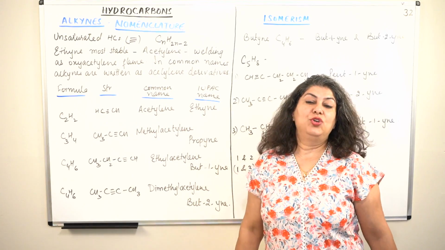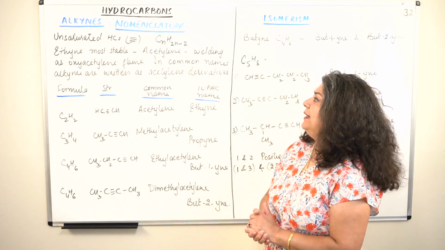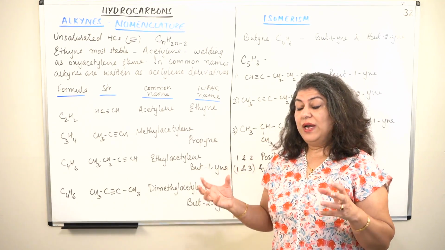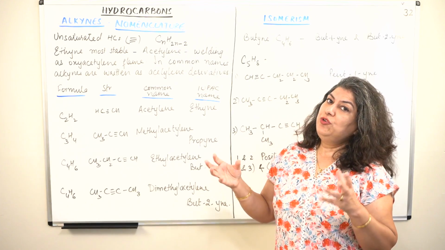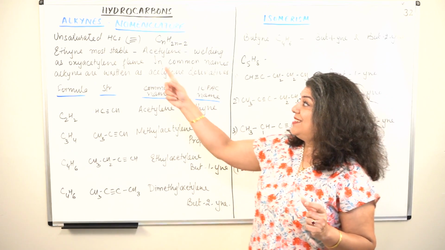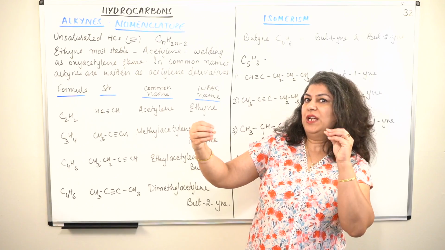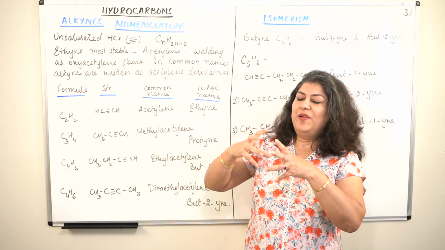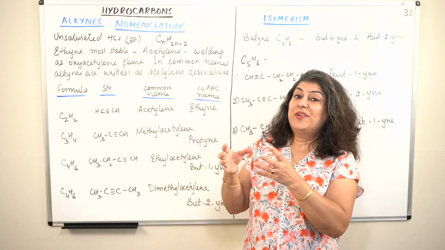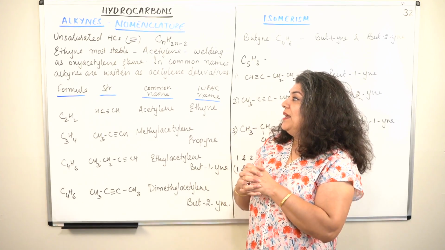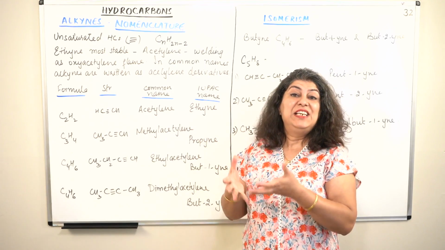Acetylene in IUPAC nomenclature is known as ethyne. It is the most stable alkyne and it is quite inflammable. It burns very easily. Therefore, when it is unsaturated and burns with oxygen, it produces a very bright light, and the temperature at which it burns is pretty high. Therefore, it is used for welding purposes. It really increases the temperature.